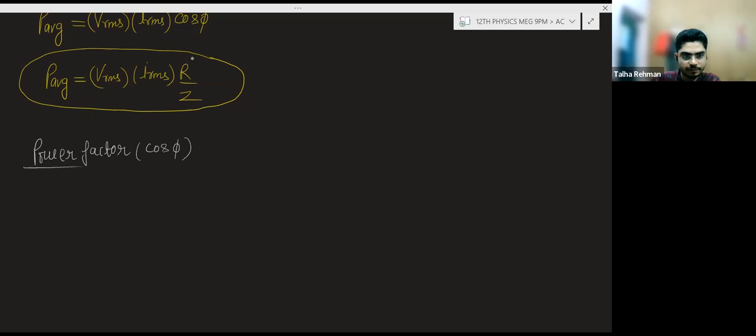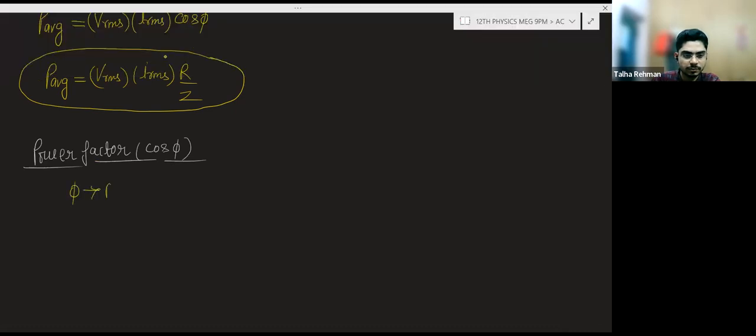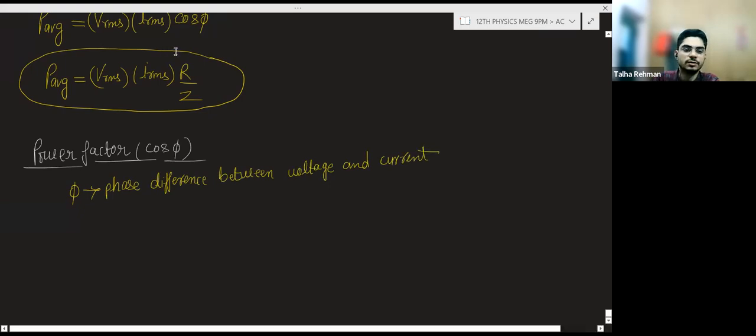And what is phi? Phi is the phase difference between the voltage and current. Voltage and current. Okay, power factor.